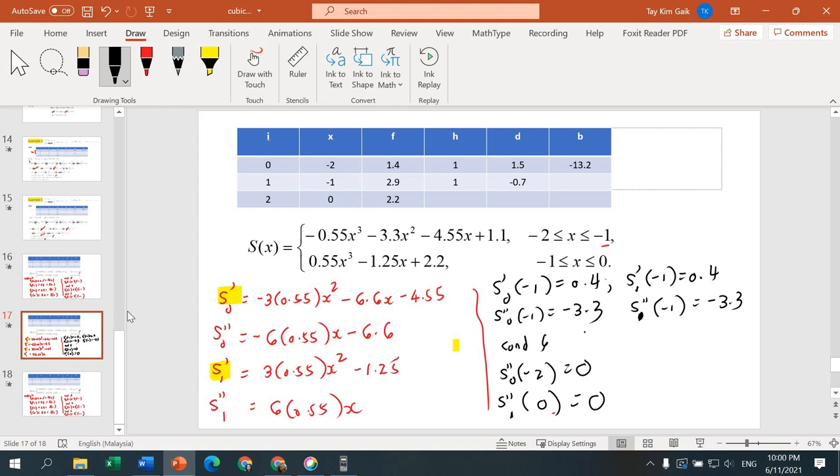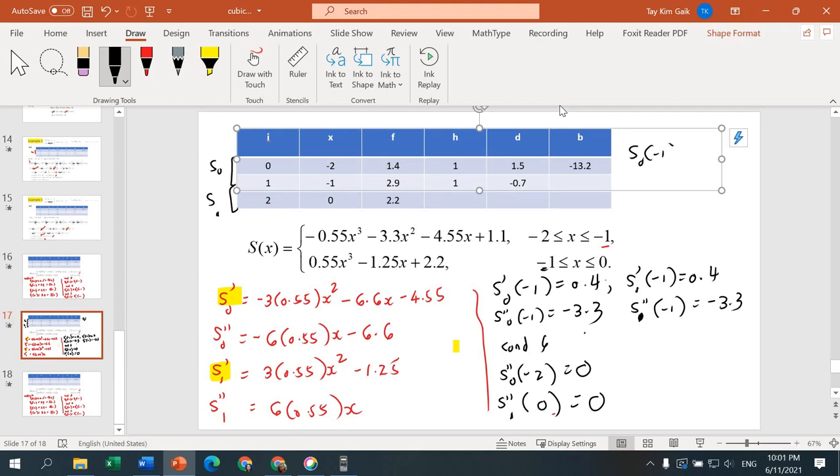So starting point, this is actually S0. So for the starting point, you must choose S0 double prime. Ending point, you must choose S1 double prime. Condition 6. Condition 5 is actually the second derivative at the joint, the connecting point, which is negative 1, so S0 double prime or S1 double prime must be the same. Condition 4 is the first derivative at the connecting point must be the same. And then condition 3 means your S0 at negative 1 will be equal to S1 at negative 1.